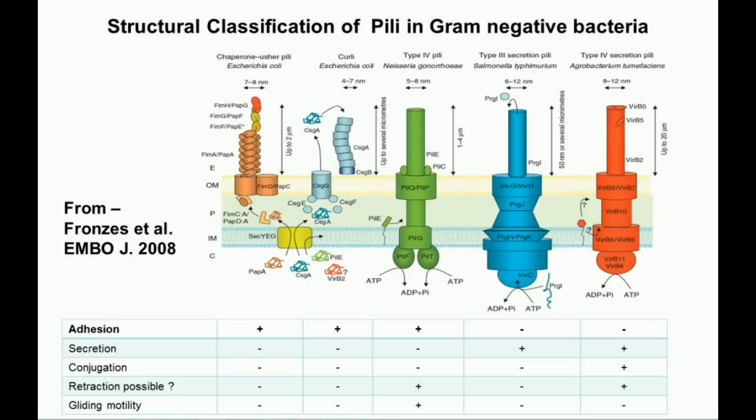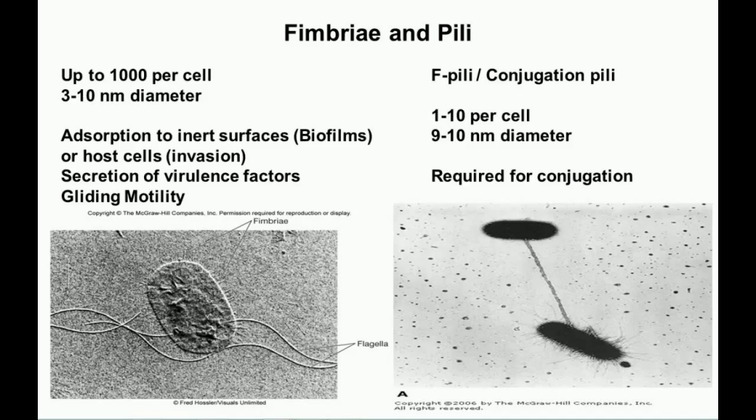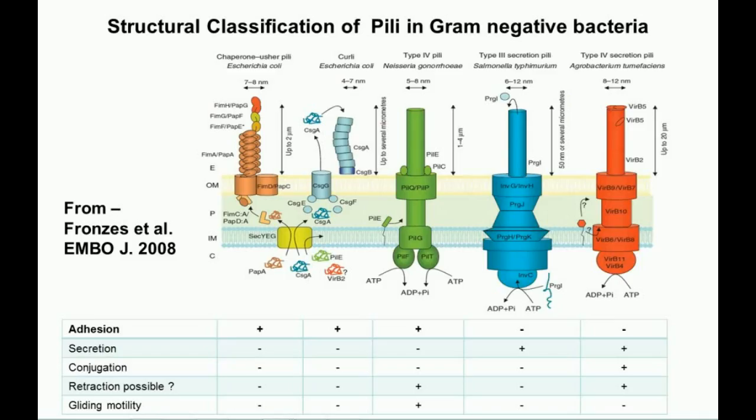It's true for type 4 pili involved in gliding motility. It's true for the type 4 secretion pili. It can be extended and retracted. And it's also true for the F pilus or conjugation pili. So conjugation pili, they are a special variation of type 4 secretion pili, in fact.